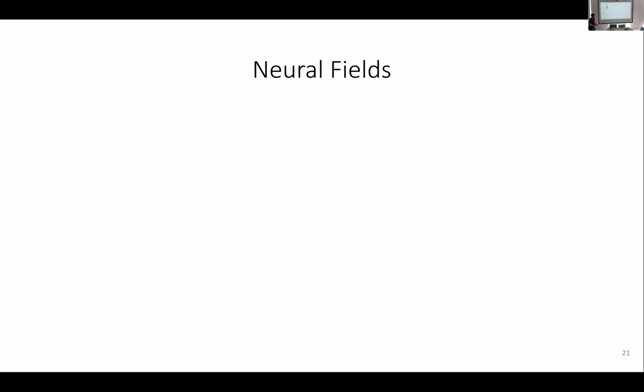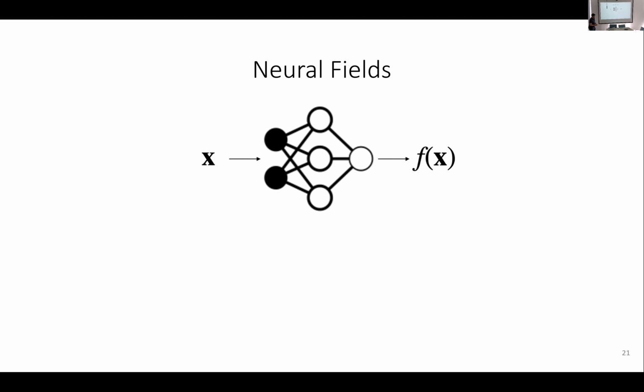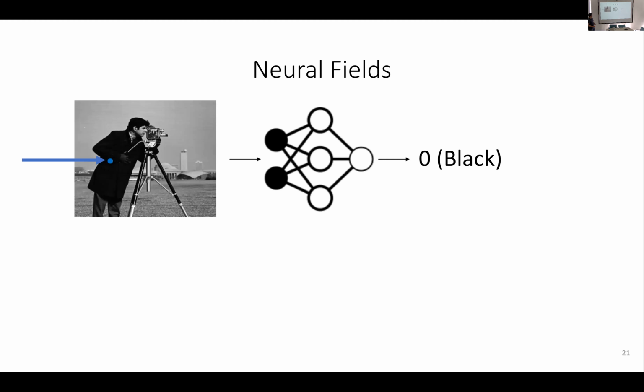So as an alternative, the computer vision community has come up with an alternative representation called neural fields. And what is a neural field? A neural field is simply a neural network that takes the spatial coordinates as input and outputs the value of the signal at those coordinates. Okay. So just to give an example, this point here would be represented by 0 in your neural network, and this point here would be represented as 1. Okay.